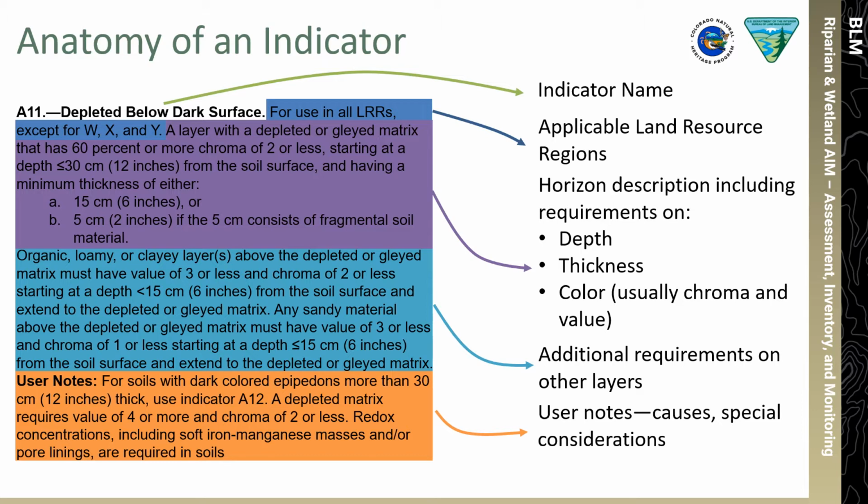In blue, we get a little more information about the horizon requirements for the horizon above, which needs to be dark, low chroma, and low value, and start within 15 centimeters. Finally, in orange, there's a bit more descriptive information that may provide more context. In this case, it defines the word depleted for us. So if we put this information together, we're looking for a soil profile, first with a dark horizon on top, underlain by a horizon that is gray in color.